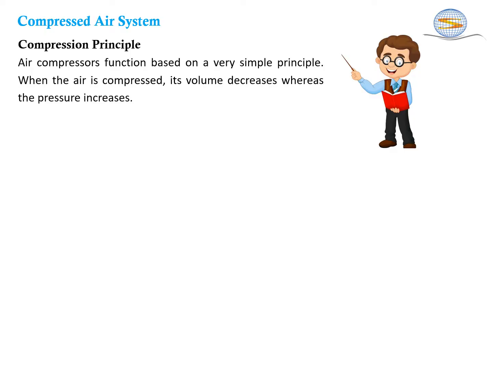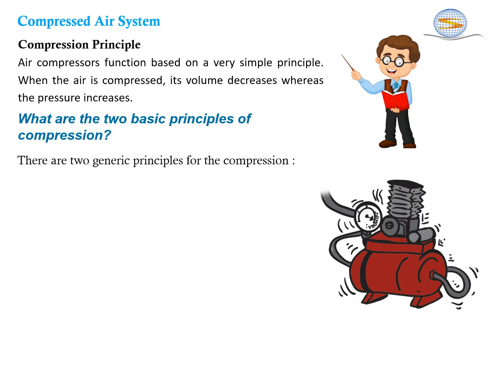Principle of compression. Air compressors function based on a very simple principle. When the air is compressed, its volume decreases whereas the pressure increases. Before you can learn about the different compressors and compression methods, we first have to introduce you to the two basic principles of the compression of a gas. After that, we will compare the two and look into the different compressors in these two categories. So what are these two principles of compression? One, positive displacement compression. Second, dynamic compression.